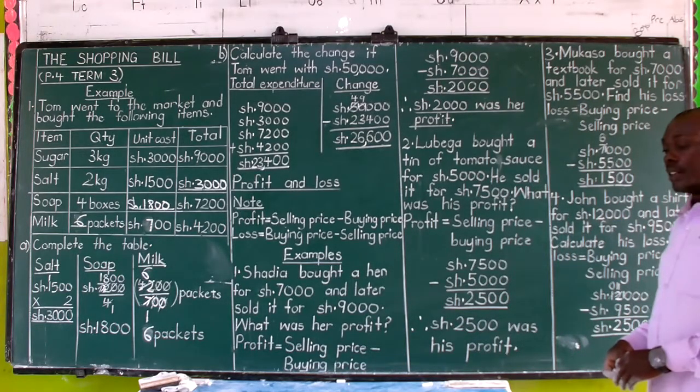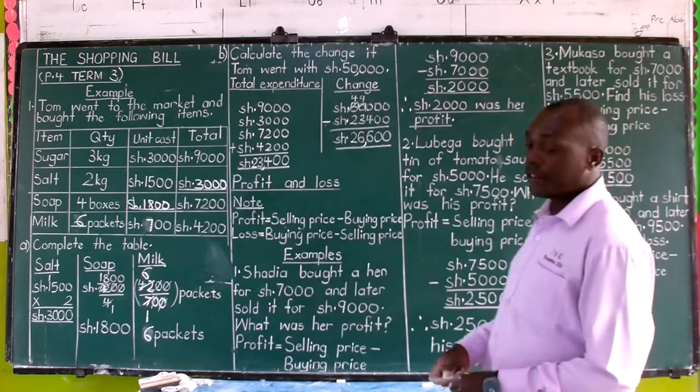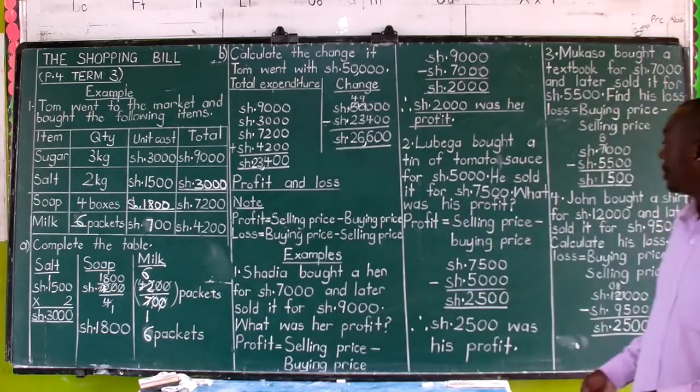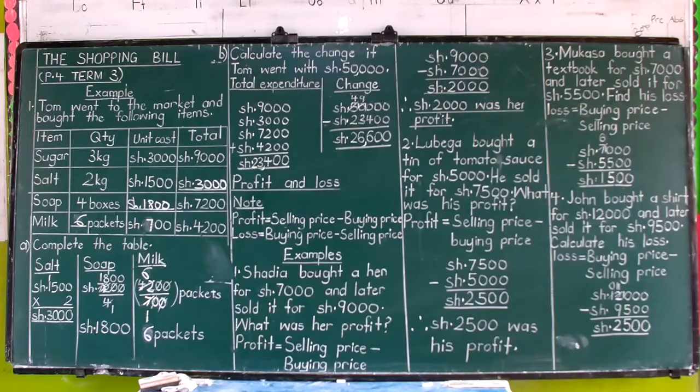Then finally, we shall have number 4. That's the last example for this lesson. It's about John. John bought a shirt for 12,000 shillings and later sold it for, imagine, 9,500 shillings. I thought John was clever. Just see, compare the two. The buying price is higher than the selling price. I wish he cared about what the teacher was teaching, but now he sold at a loss.